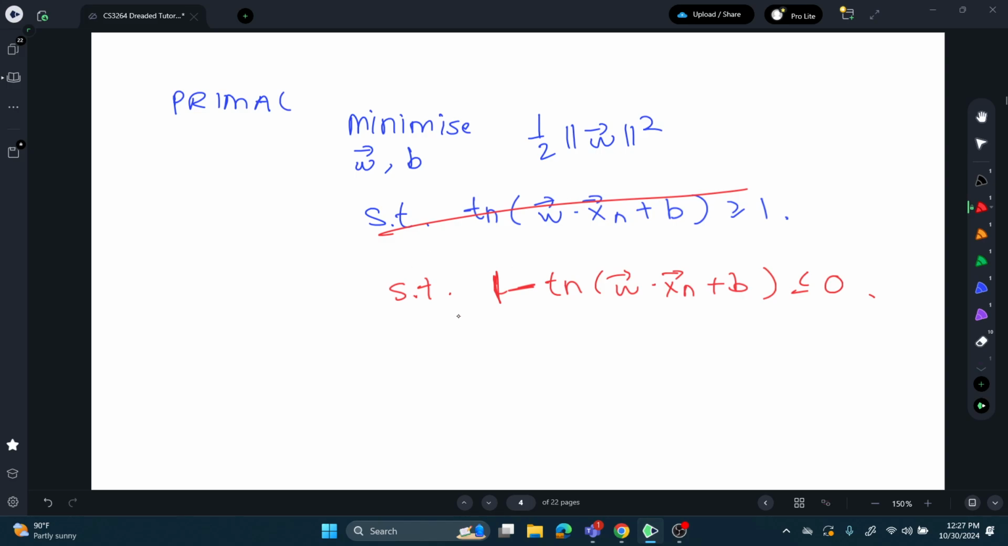Okay, I need to put another item here. I will say that this is for every single n ranging from 1 to capital N. What this means is that I need to make sure this constraint is satisfied for every single sample in my dataset. It cannot violate this. Note that this is just a hard margin SVM. We assume that the data is linearly separable. When we assume that it cannot be separated, that is where you go to problem 2. Okay? Any questions?